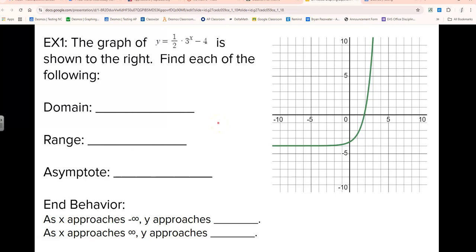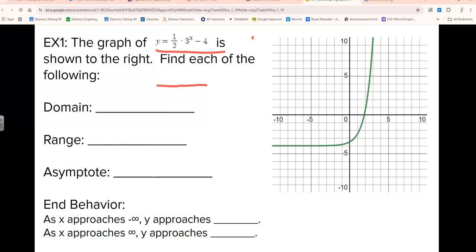I've got this graph here that's given to us. You can type it in Desmos if you want to look at it more closely. I need to find the domain, the range, the asymptote, and I need to talk about the end behavior. You shouldn't even have to look past the equation to answer the first part. What's the domain of this exponential equation?